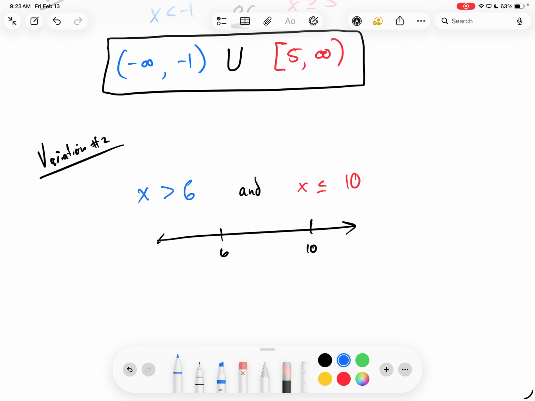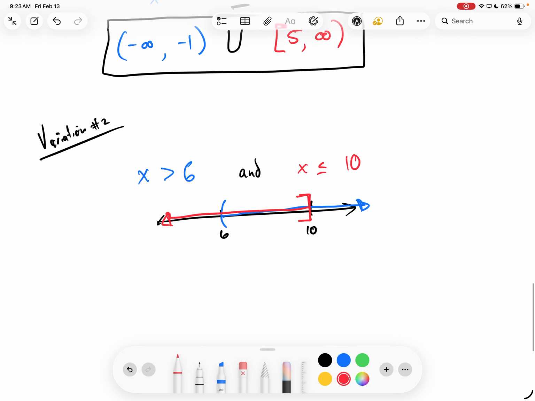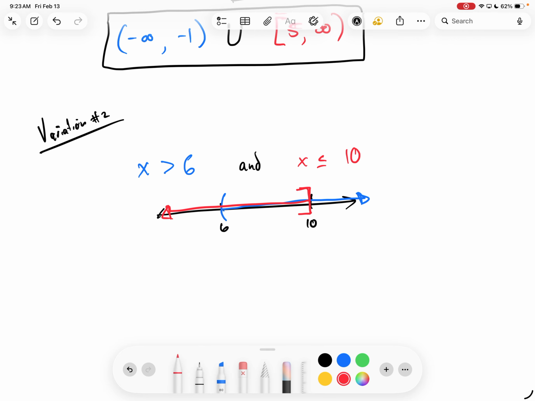All right, x is greater than 6 would be a parenthesis because it's just greater than and it goes forever to the right. X is less than or equal to 10 would be a bracket because it's less than or equal to and it goes forever to the left. Okay? You draw your picture and you get this.